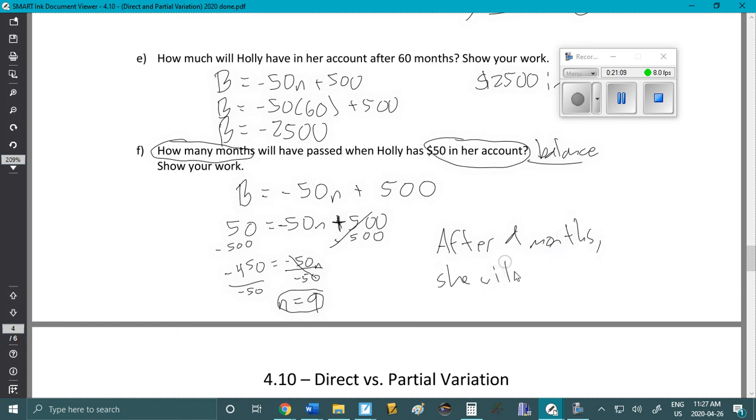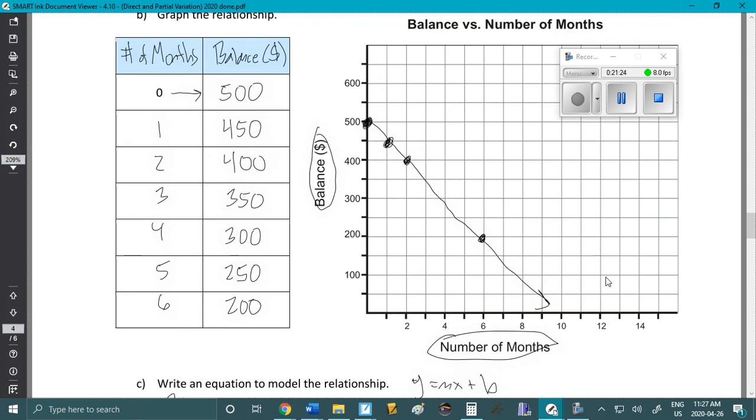After 9 months, she will have 50 bucks. And if you did your graph super well, in this case, you could have used it, but it is very important. This is going to be a star. Important that you can do this, but let's go to the graph. So a balance of 50 bucks. Let's move across till we meet the line. It's about here. My line's not straight, so it's not perfect, but that's about 9 months. So 50 bucks, 9 months. That checks out with what we did.